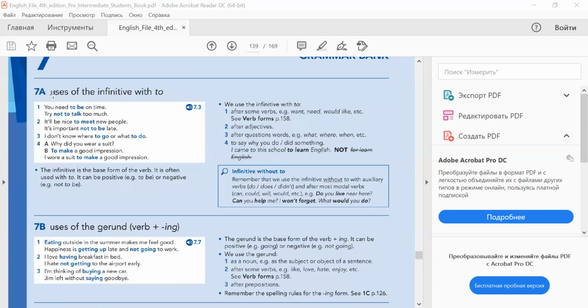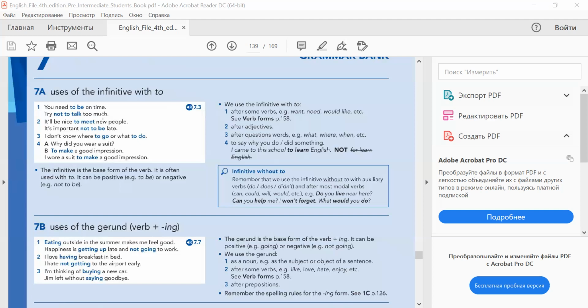So the grammar topic of today is the uses of infinitive with to. Сегодня мы с вами пройдем использование инфинитива с частичкой to. Инфинитив – это основная форма глагола в настоящем времени. Так, посмотрим на примеры. You need to be on time. Try not to talk too much.